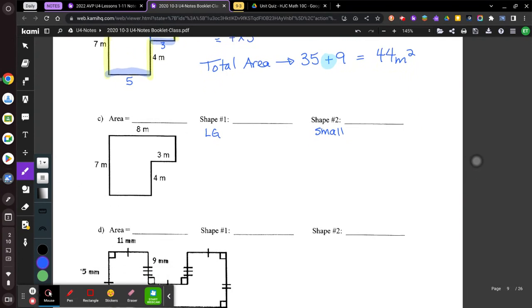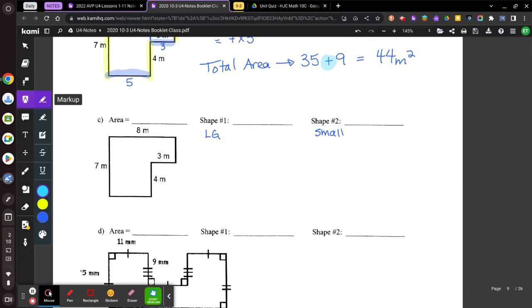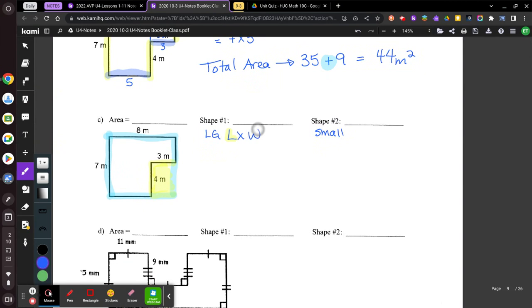Okay, so now on this shape, instead, I can take the large shape and make it into one large rectangle. Then I can take this small rectangle here and subtract it. So what we're doing is creating a larger object, and that other part that was missing, that's the part we're going to subtract. So the large one is going to give me length times width again for area. I'm going to get 8 times 7. That's going to give me 56 meters squared.